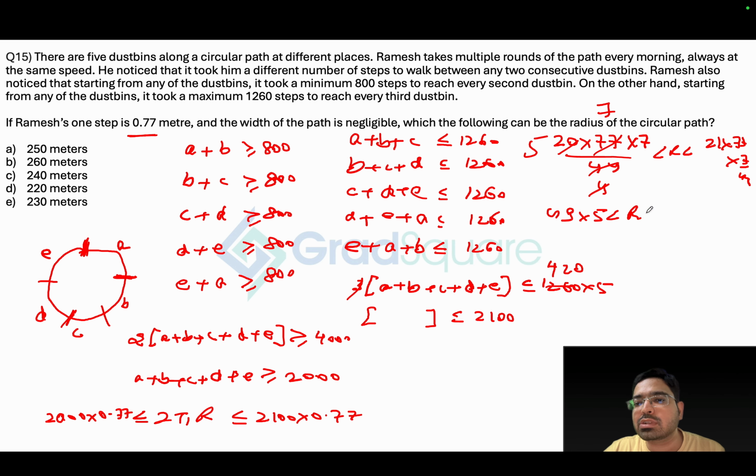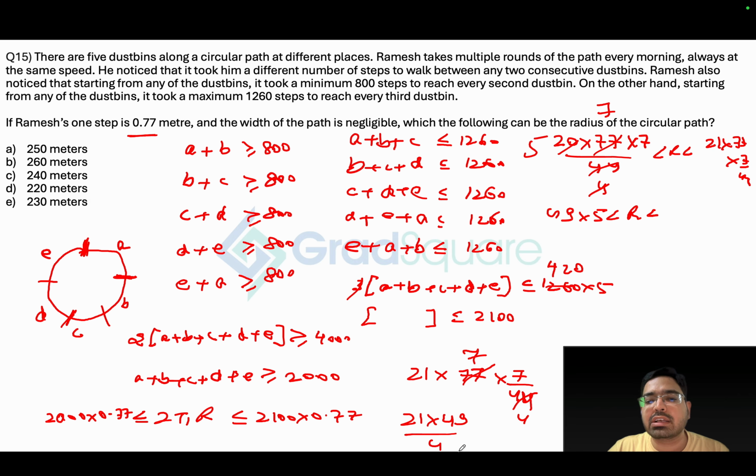That should be less than or equal to the radius, which is 21 into 77 into 7 by 44. This is the calculation that we are performing. 11 into 7, 11 into 4, so 49 into 21 by 4 is what we are looking at. If we calculate this, 49 into 20 would turn out to be 980, plus another 49, so 1029 divided by 4, that is 257.25. This is what we are going to get.